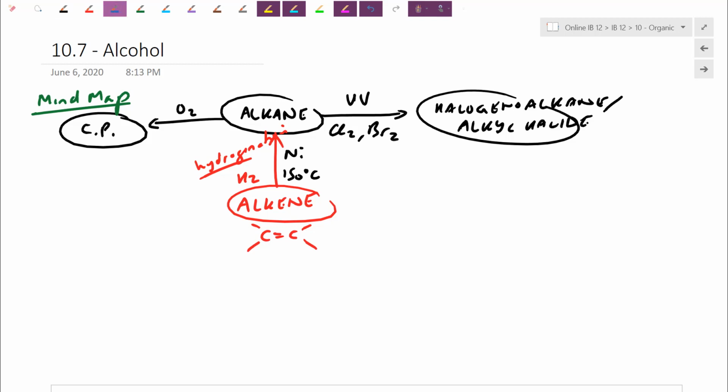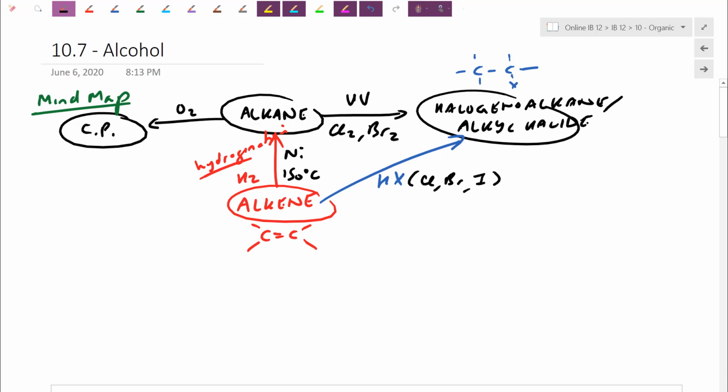Can I convert an alkene over to a halogenoalkane? A halogenoalkane would have all carbons single bonded. You may have some X's, some other halogen groups on the side. Well, what am I adding across the double bond so that I end up with an X group? You should be able to tell me, I actually want to add an HX, where the X could be chloro, bromo, iodo. This totally occurs just at room temperature, so I'm just going to put RT for short, as opposed to the 150 degrees from earlier.